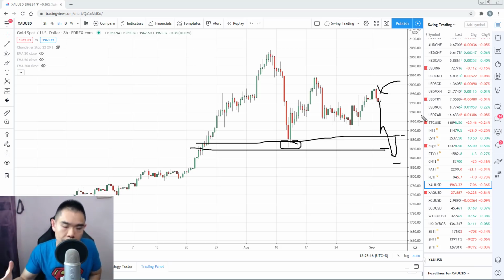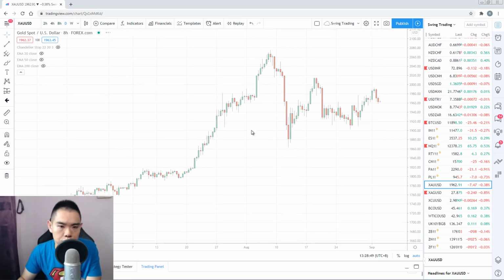Then you have the remaining half, which you can use to trail your stop loss, maybe using the moving average or a chandelier stop. Those are very useful techniques to trail your stop loss. Okay, and that's for gold, bullish on this as well.